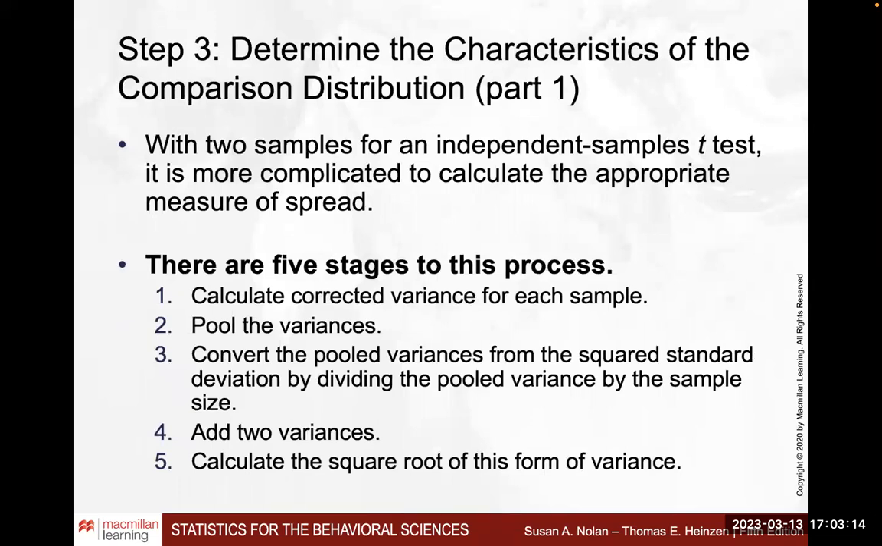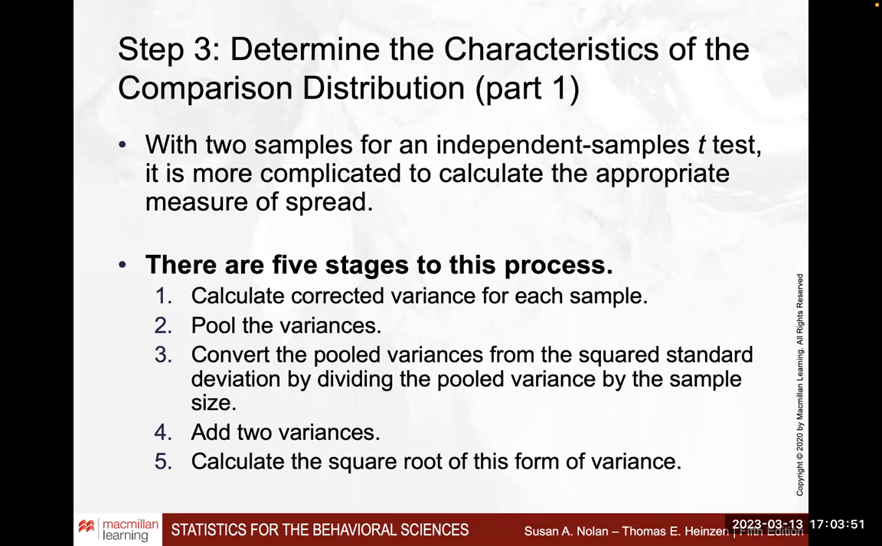There are a couple more steps this time around. So, determine the characteristic of the comparison distribution. With two samples for an independent sample t-test, it is more complicated to calculate the approximate measure of spread, because we have two different samples. We're drawing out individuals and calculating the differences, and the distribution of these differences between means comes from two different variances.